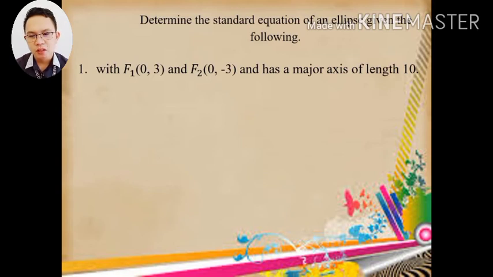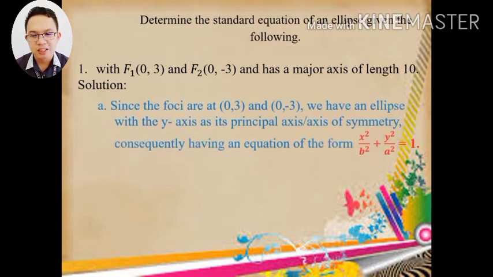The first one, with foci at 0, 3 and 0, negative 3 and has a major axis of length 10, or the measurement of the major axis is 10. So, how do we get its equation now? So, solution. These are the things you should do.